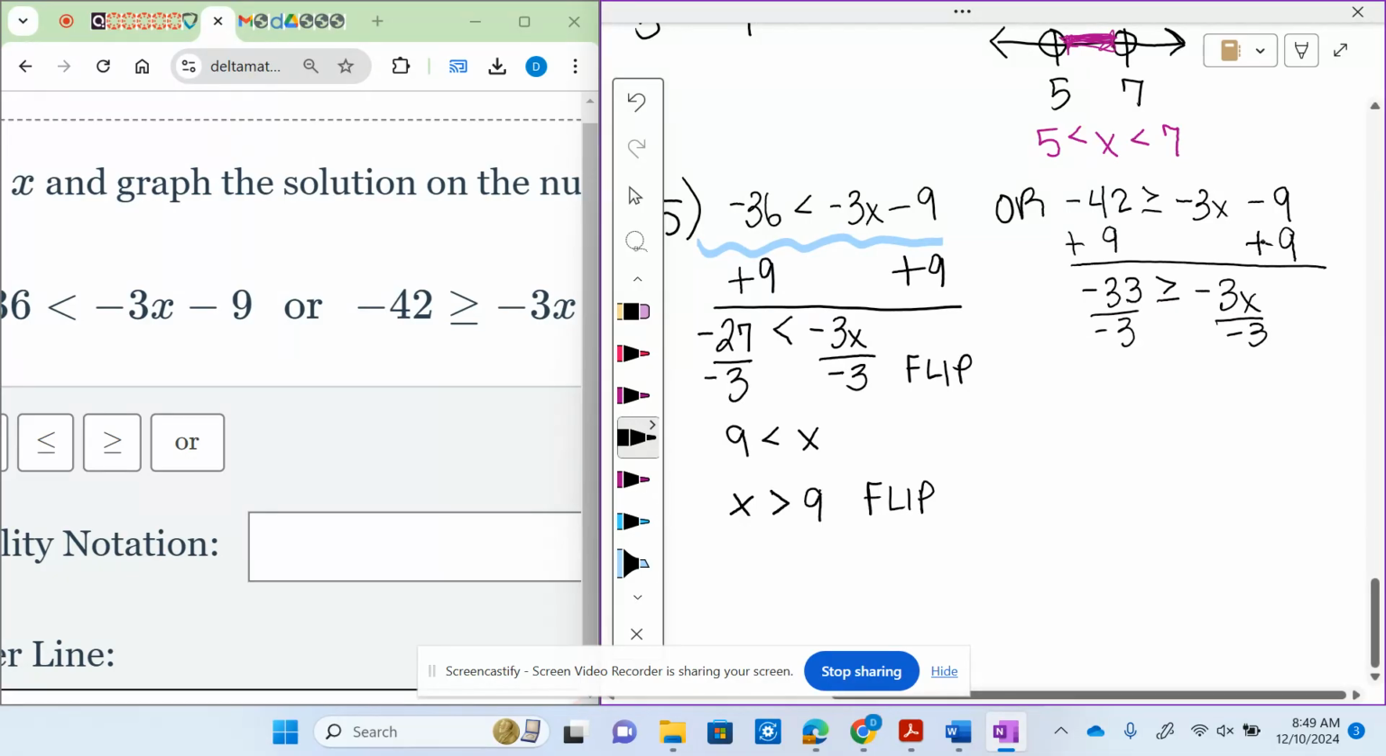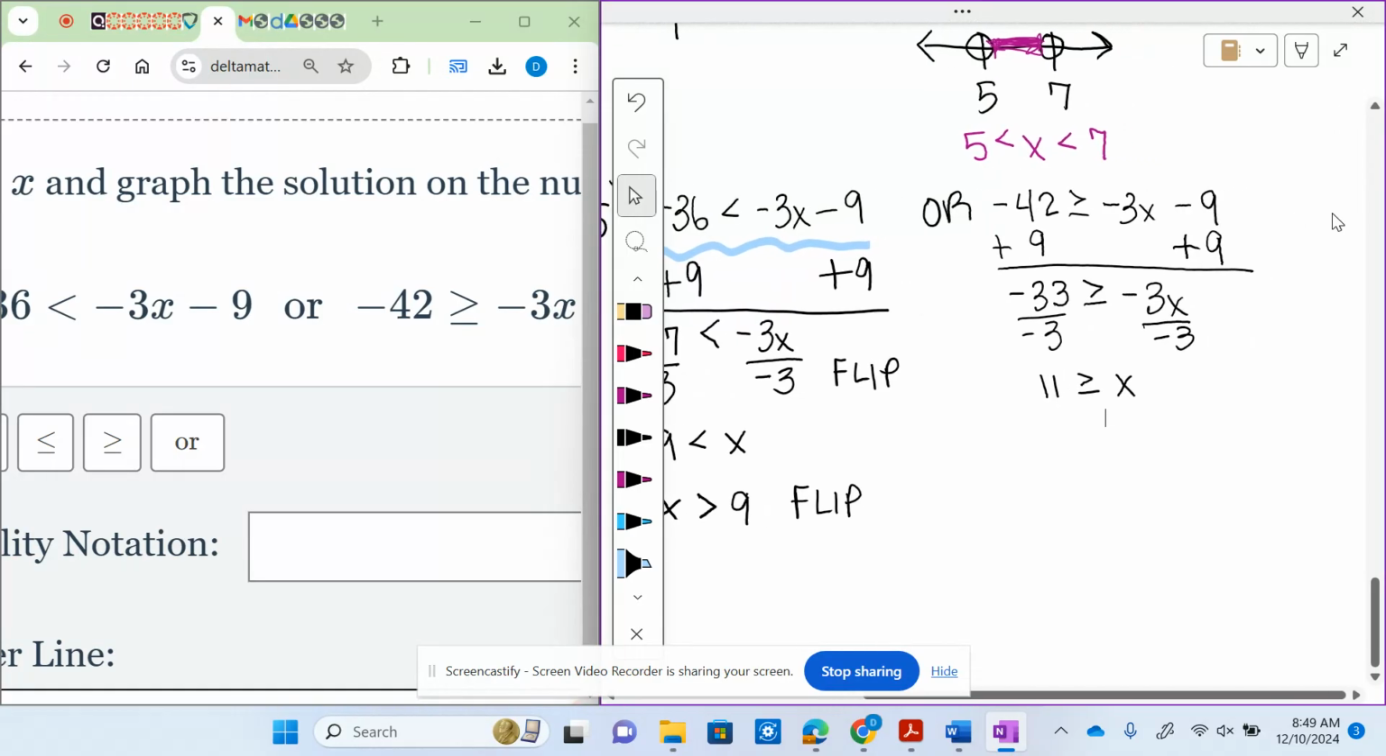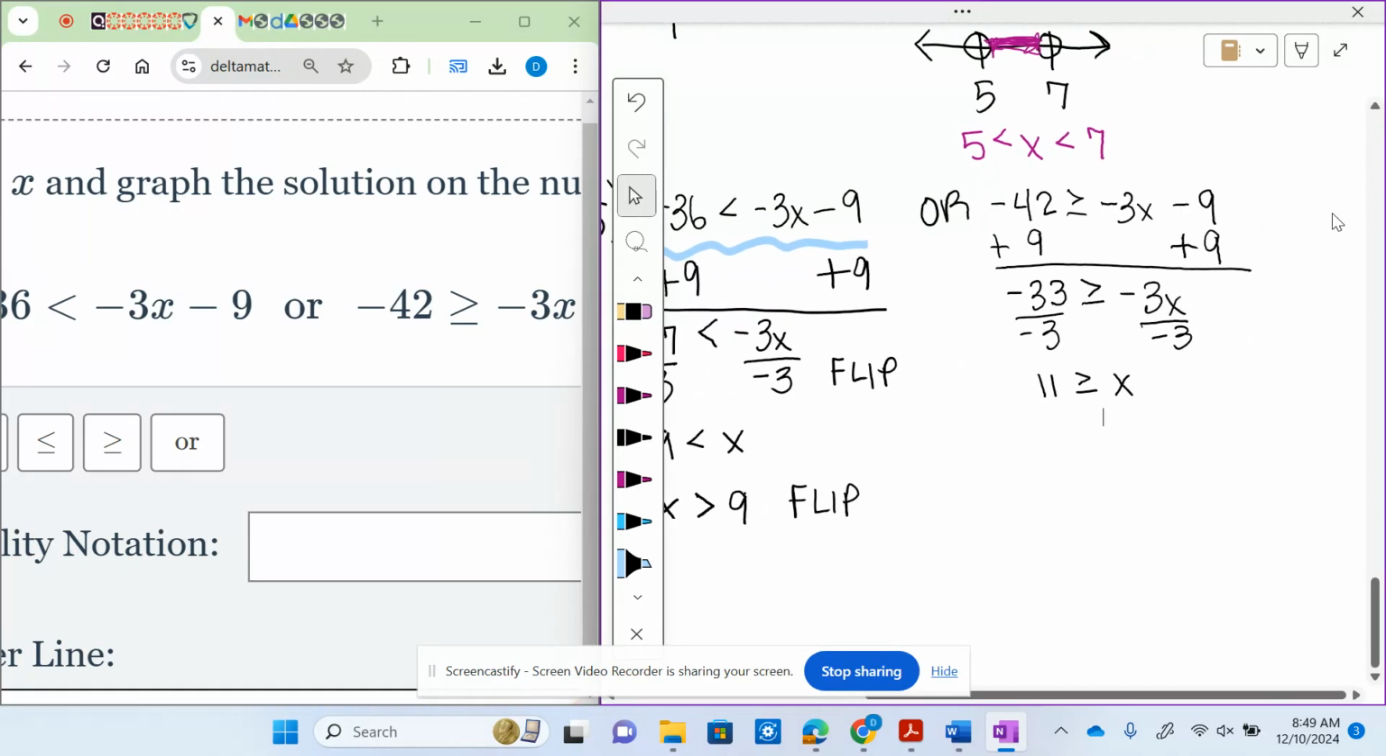Divide both sides by negative 3. So 11 is greater than or equal to x. We divided by a negative, Ken. What do I have to do? Are you paying attention? When you divide by a negative, you have to flip the inequality.